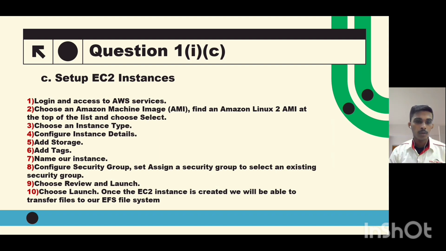Number 7 is to name our instance. Number 8 is to configure security groups and assign a security group to select an existing security group. And number 9 is to choose review and launch. Number 10 is to choose launch. Once the EC2 instance is created, we will be able to transfer the file to our EFS file system.